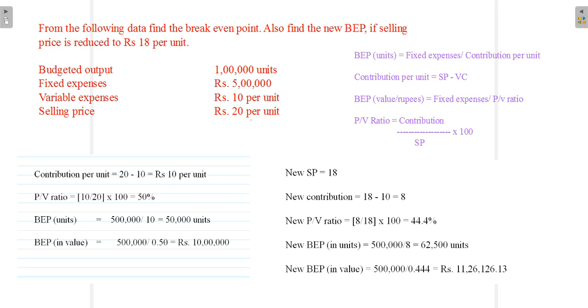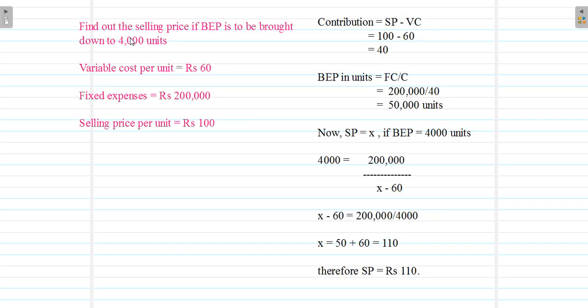We'll see one more sum. Here they are asking us to find the selling price if the BEP is brought down to 4,000 units. So again we have to first determine the BEP for the given data. They have given us variable cost, selling price and fixed expenses. So first we need to determine the contribution, which is selling price minus variable cost. In this case it is 100 minus 60, so 40 is the contribution. BEP in units is determined by dividing fixed cost by contribution. Fixed cost here is 2 lakhs divided by 40 rupees, so 50,000 units.